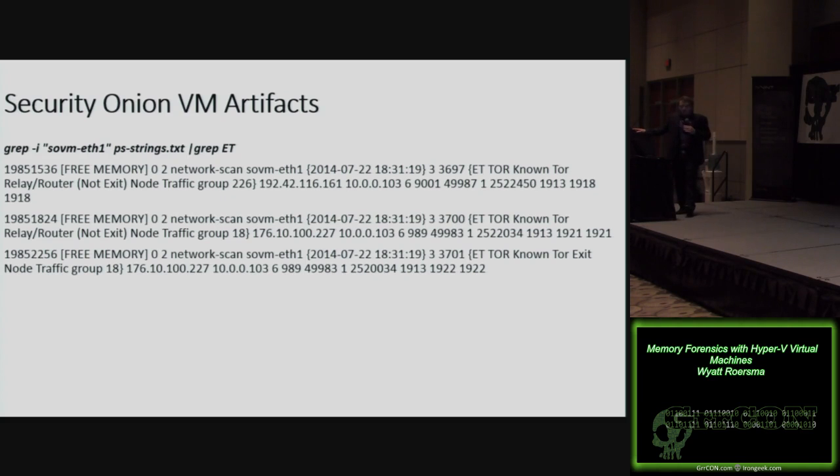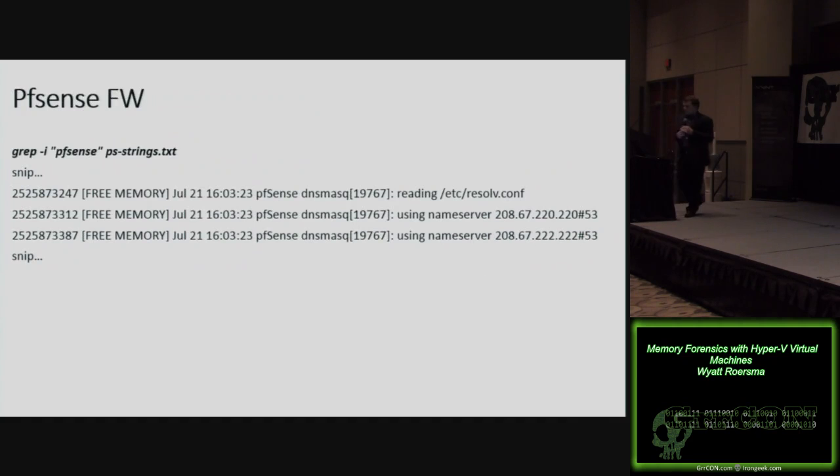So if you want to figure out what a virtual machine was doing, you can dump out that process, dump out the VAD of that process, and then start searching through strings. There can be a lot of useful information, especially for my pfSense firewall. As you can see, just as an example, it shows you the name servers that the pfSense firewall is using. Is anyone familiar with these name servers? Hands? Does anyone know what these DNS servers are?